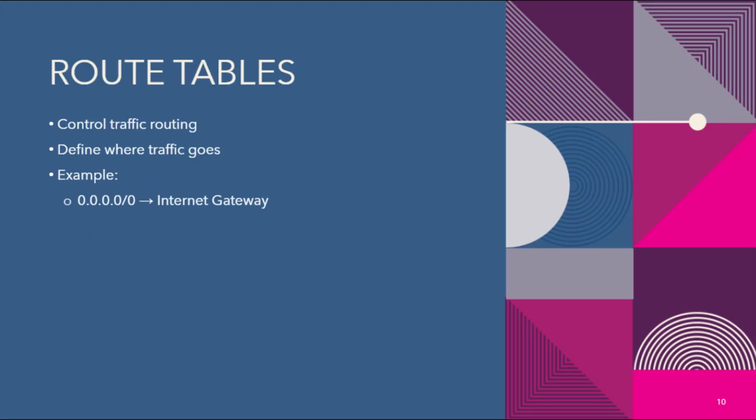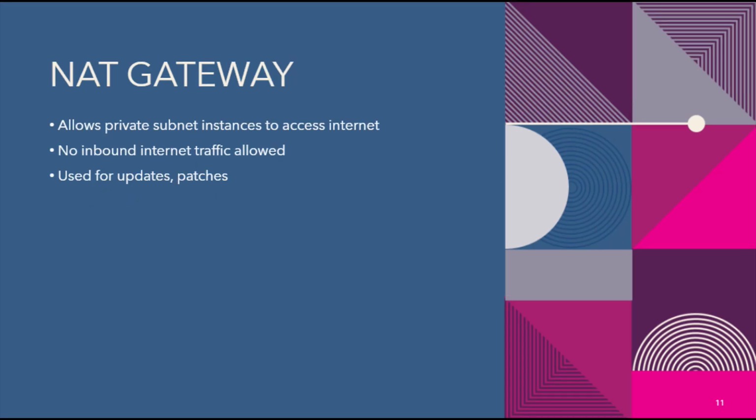Route tables. Route tables determine how traffic flows within the VPC. For example, if we add a route like 0.0.0.0/0 pointing to an internet gateway, it allows internet access. NAT gateway. NAT gateway is used when instances in a private subnet need internet access. It allows outbound internet traffic but blocks inbound traffic, improving security.